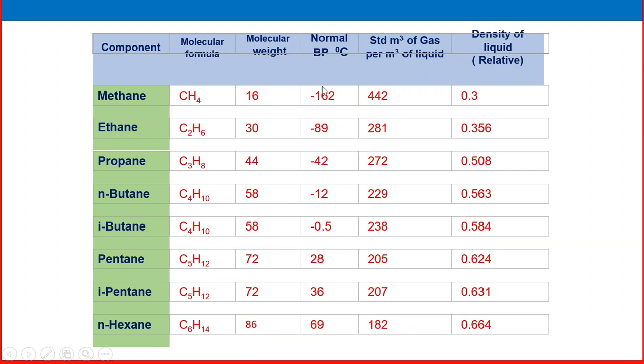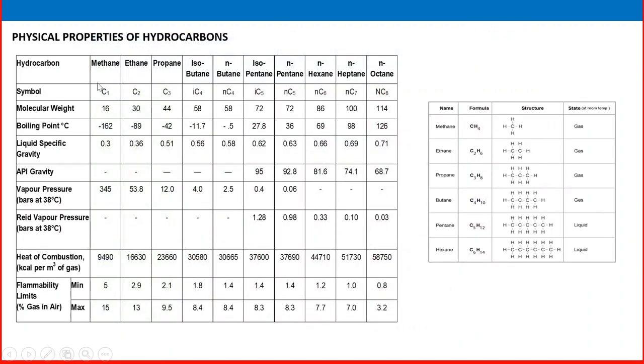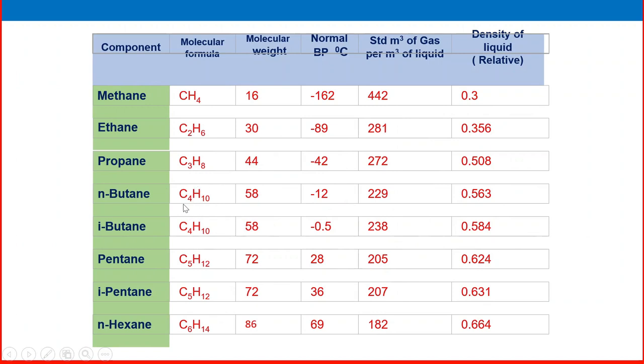See the boiling point, that is important. CH4 is minus 162 degrees C. When the carbon atoms increase, the boiling point increases, meaning it boils less easily: minus 89 for C2, then C3 is minus 42, then C4 is minus 12, that is N-butane. A different arrangement of carbon and hydrogen is why we call it normal butane and isobutane. Isobutane is minus 5. So what we can study from this data is that methane, C1, is very difficult to boil. From minus 162 it is starting.